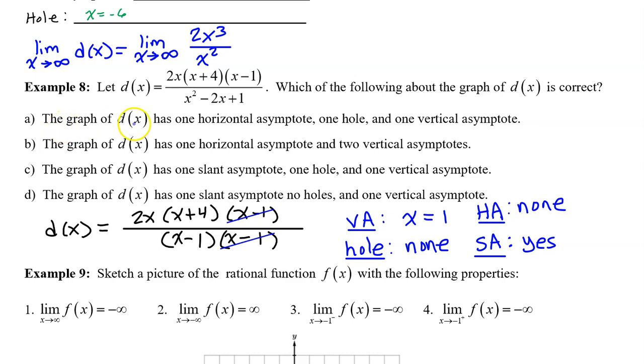So option A, the graph of d of x has 1 horizontal asymptote. Well, that one's out. Moving on to B, the graph of d of x has 1 horizontal asymptote. Nope. The graph of d of x has 1 slant asymptote. Go on. 1 hole. Nope, there are no holes. Alright, hopefully D is it, because this is our last option. The graph of d of x has one slant asymptote, no holes, and one vertical asymptote. Well, that's exactly what we found. So the answer is D.